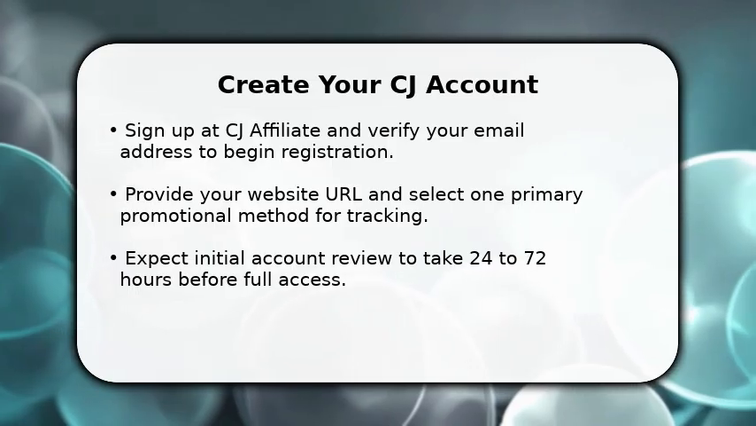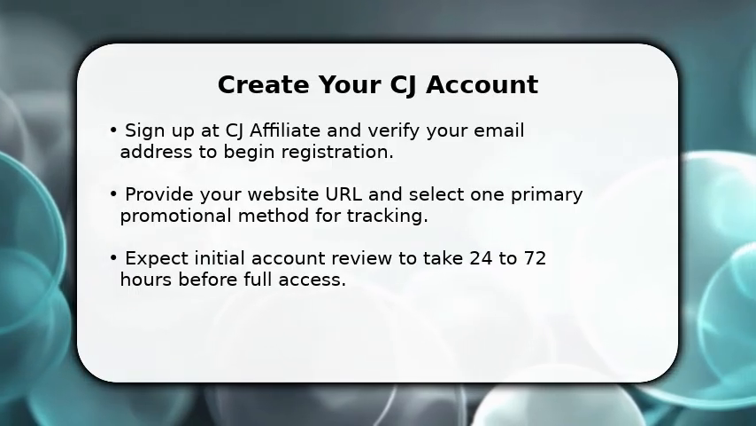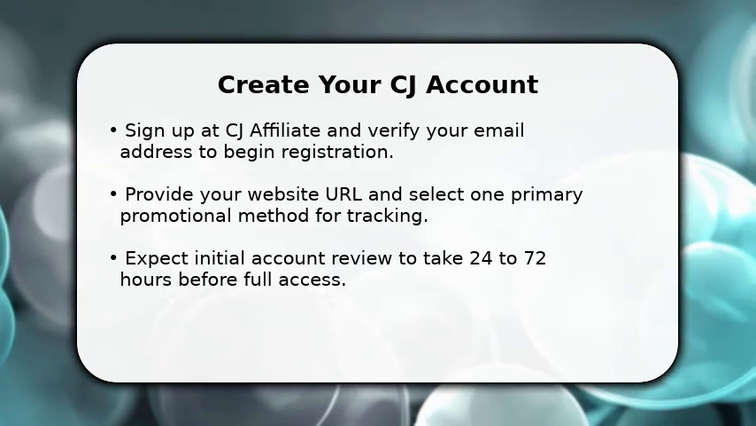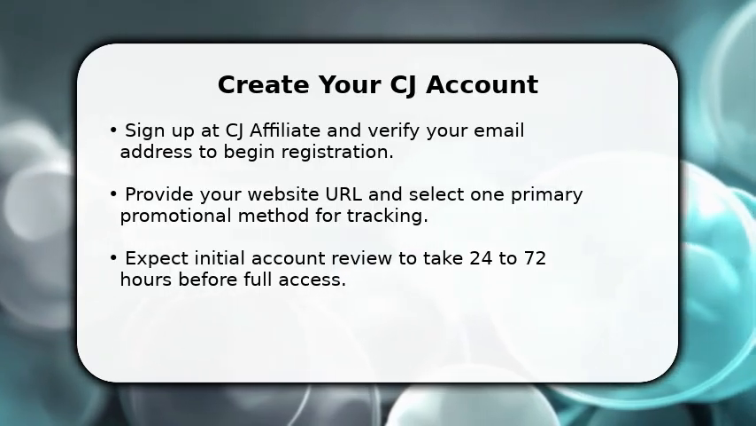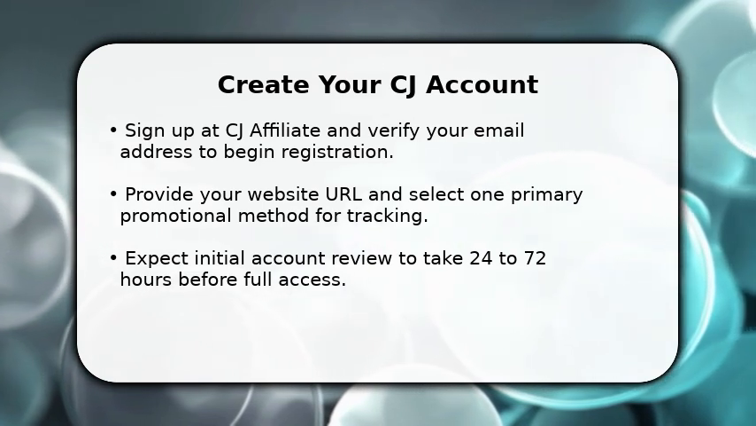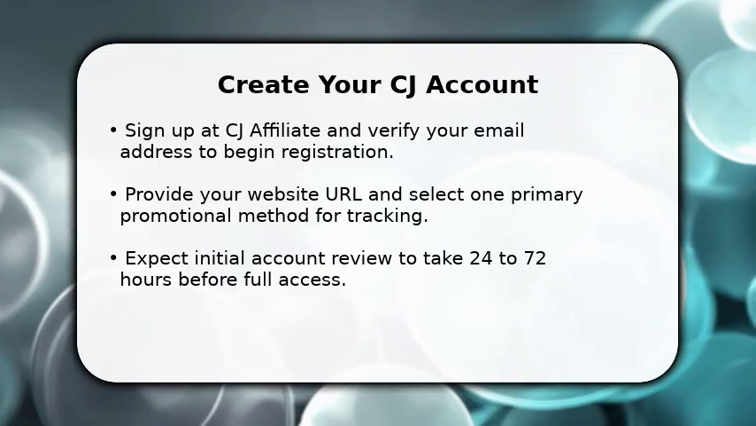Choose one primary promotional method such as blog content, email, or social media for tracking purposes. Expect an initial account review from CJ to take 24 to 72 hours before receiving full access and publishing links.